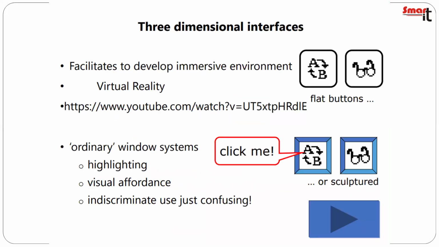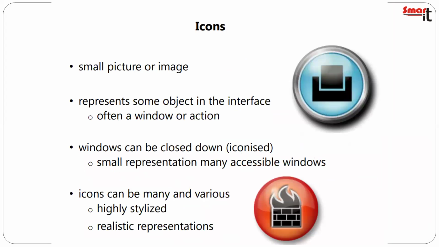And there are three-dimensional interfaces also. It means we are using highlighting, visual affordance, and discriminating use of confusing elements. These technologies are merged with immersive environments, like virtual realities. Using these things to improve our interface, it is not just one dimensional but adds more things, and it is called three-dimensional interfaces.